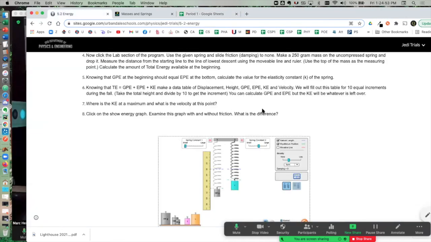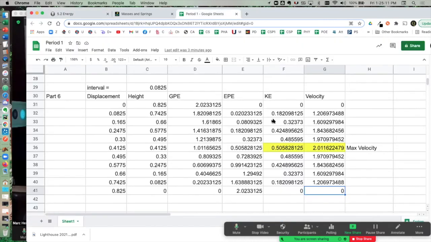So, part 7. Part 7, where is the KE at a maximum and what is the velocity at this point? All right, we're done with that. Part 8, click on the show energy graph. Examine the graph for part 8, with and without friction. What is the difference? Part 7 is the max velocity.